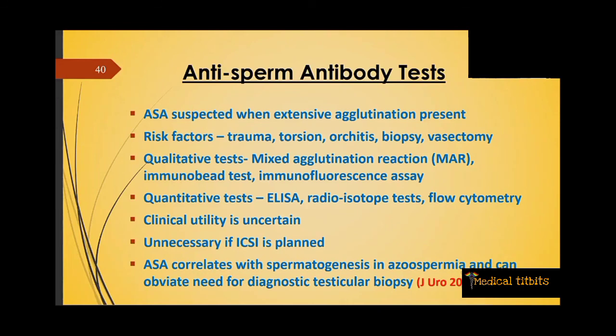Now, coming to anti-sperm antibody test. Anti-sperm antibodies are suspected when there is extensive agglutination present. That means motile sperms sticking to other motile sperms, head to head or tail to tail or head to tail. The risk increases with trauma, torsion, previous vasectomy and so on. There are qualitative tests like MAR, mixed agglutination reaction test, and there are quantitative tests like ELISA. The clinical utility is uncertain, especially in the case where ICSI is planned. Another important new study which has come out in recent times is that if ASA is present in sperm, then there is no need to do a diagnostic testicular biopsy.